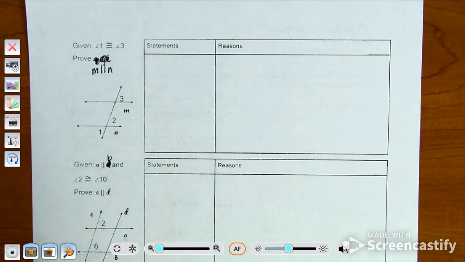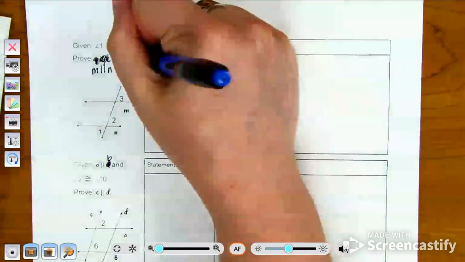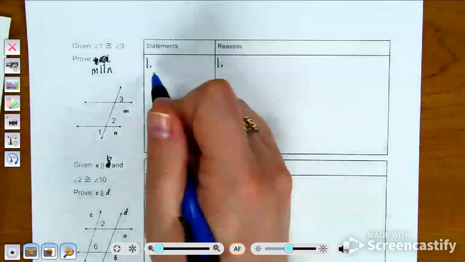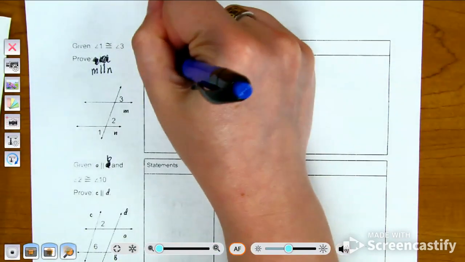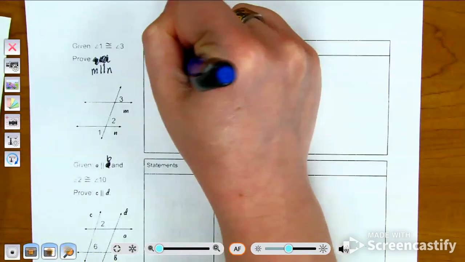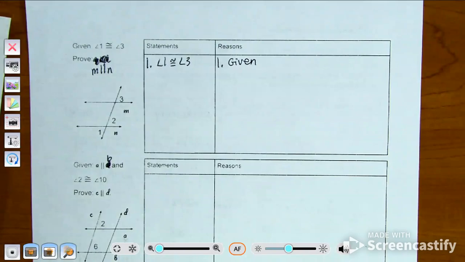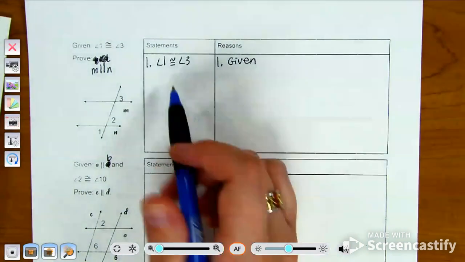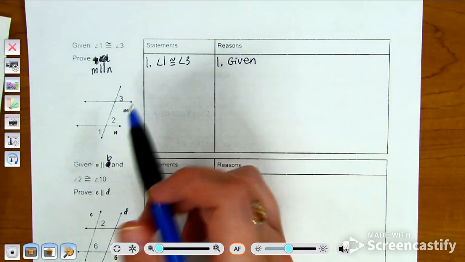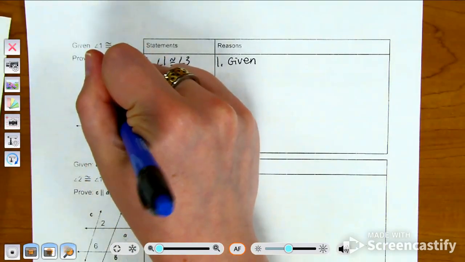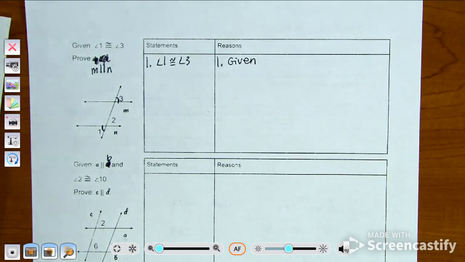So in a proof, our first step is always going to be whatever our given information is. So we want to number our steps. We have step 1, so that'll be for the statement. That's the given information about angle 1 and angle 3. And the step 1 reason is going to be given. Now, once we know this information, I always recommend we mark it on the diagram. So we'll have angle 1 and angle 3 are congruent to each other.